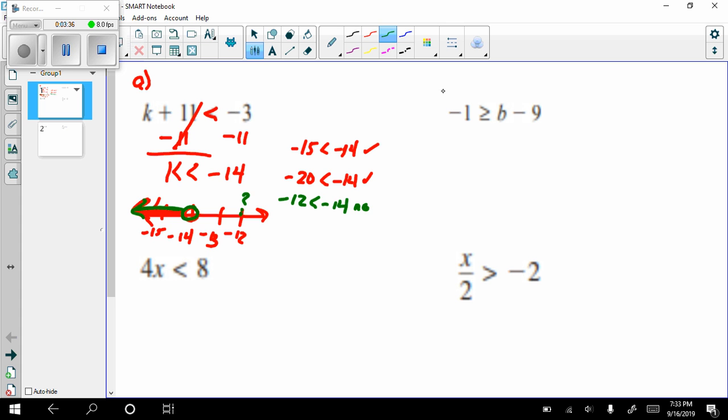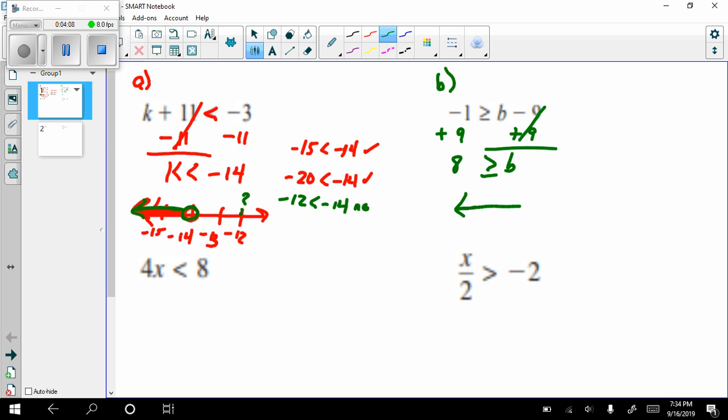Let's go to our next one, letter B. Again, let's pretend that there's an equal sign there. I'm going to use the magic pen because it disappears. There's not an equal sign, but if there was, we would add 9 to both sides, just like an equation. These cancel. B is less than or equal to a positive 8.